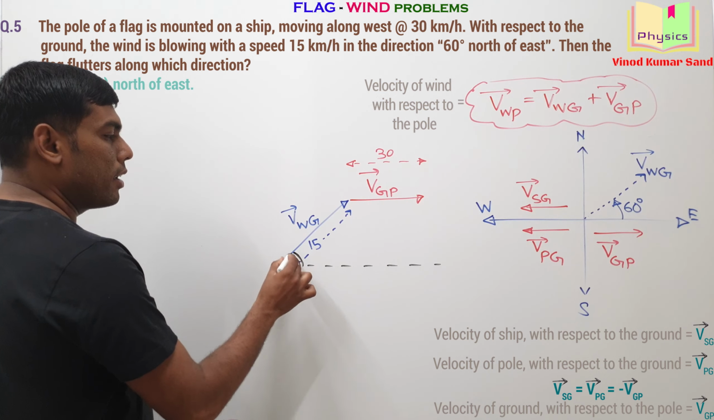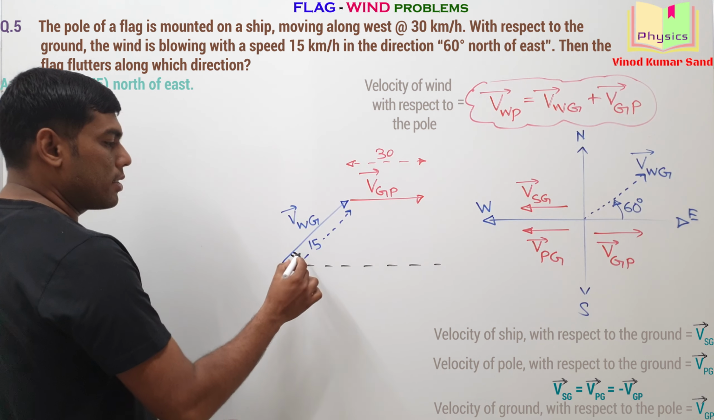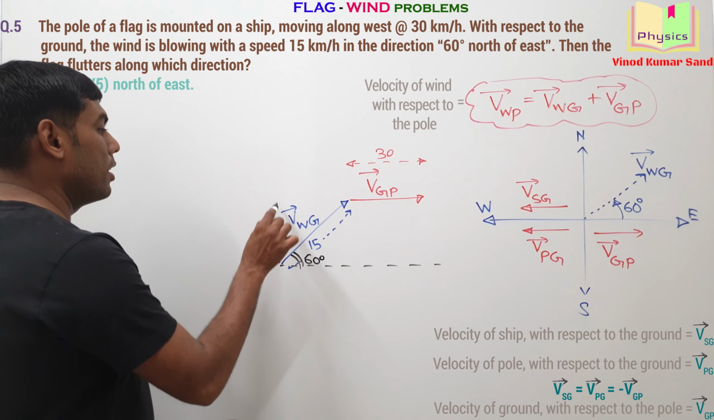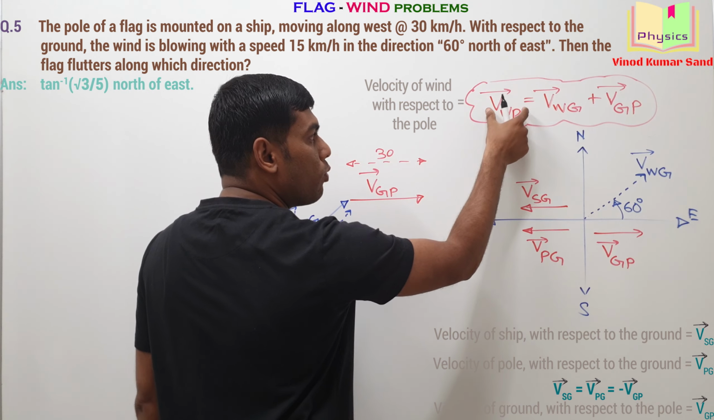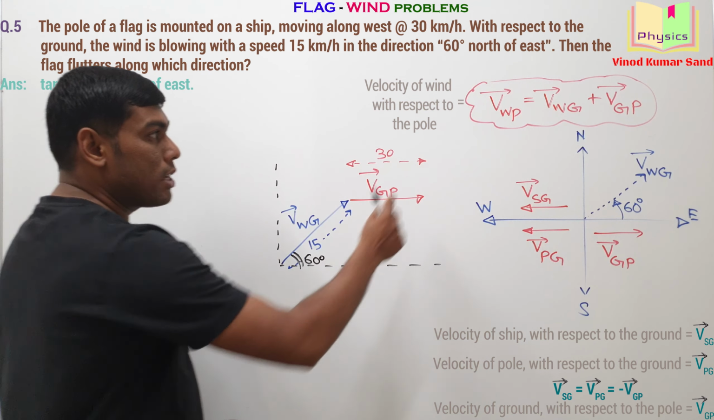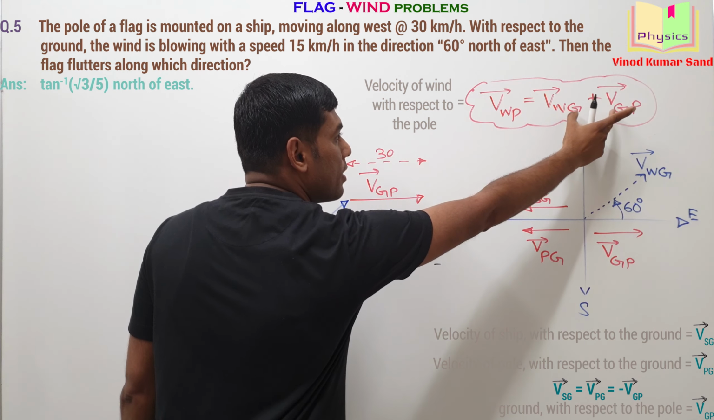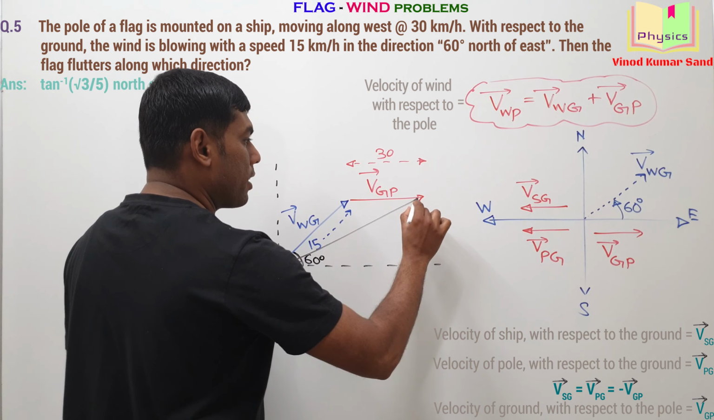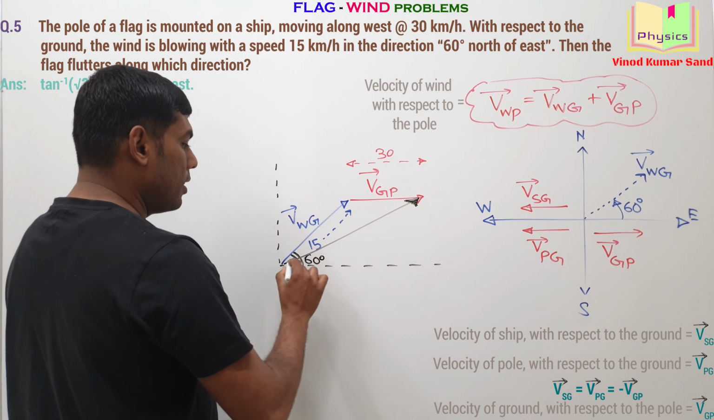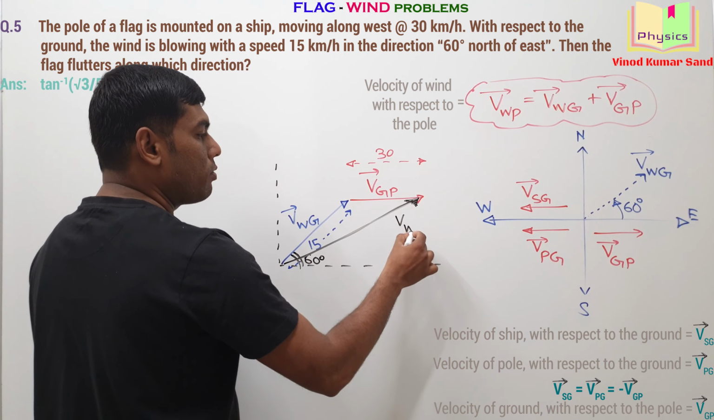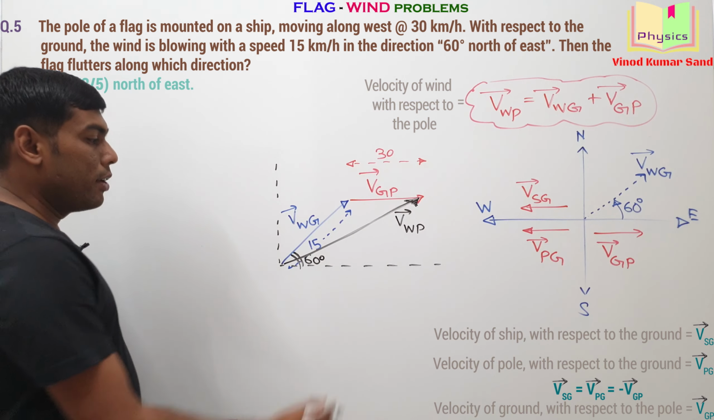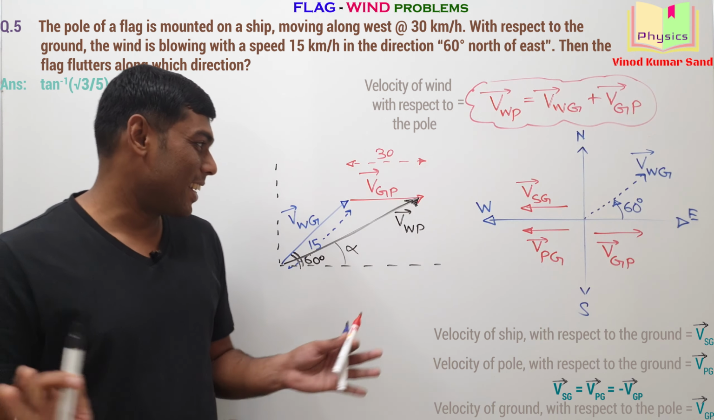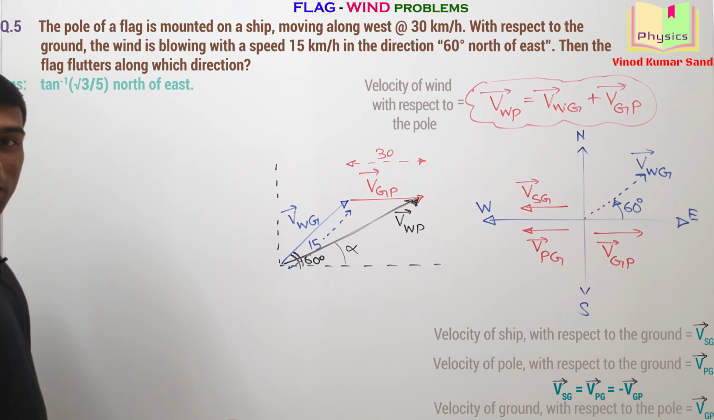How much is this angle? It's given to us. This angle is 60 degree. So marking the angle here. And according to the equation written here, we will get the velocity of wind with respect to the pole by the triangle law of vector addition. So first vector, second vector and the resultant vector will be like this. This is giving us the velocity of the wind with respect to pole. We imagine this angle to be alpha.